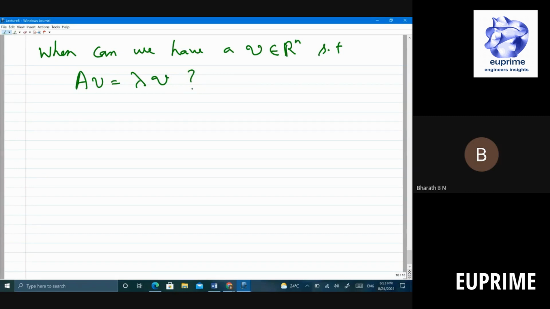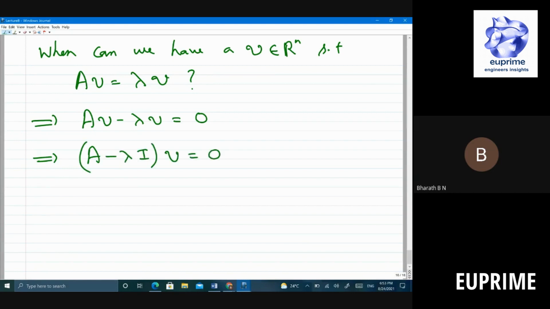Now let's answer it in many different ways. What can I say about this? If this happens, then AV minus lambda V is 0. I can also write this, taking V common, as A minus lambda times identity, times V, equal to 0. So what does this mean? If I call this matrix A lambda, then A lambda V is 0. That's what I'm asking. So what can you say about the rank of A lambda?